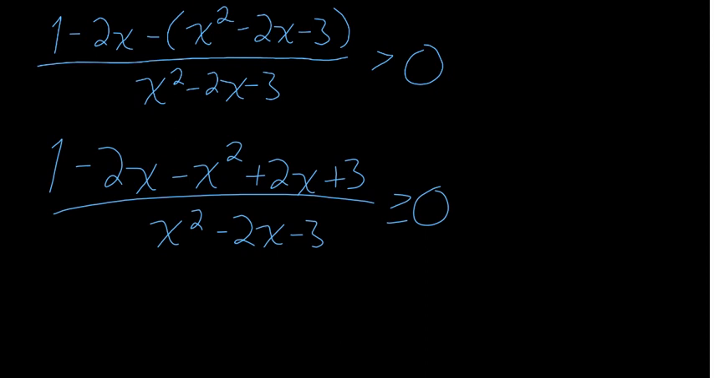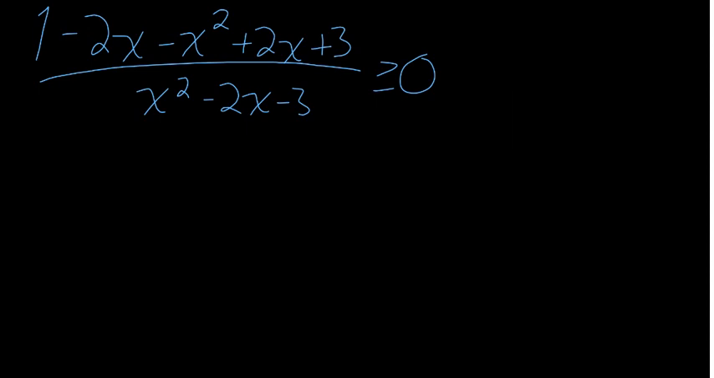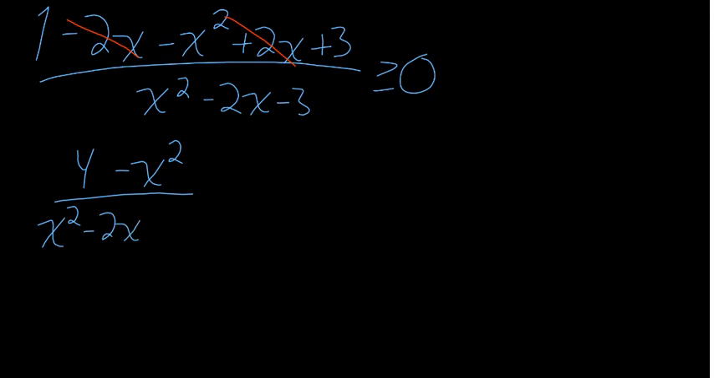Well, we'll just go and snip and carry on. I could write a little bit smaller, though. Well, this isn't the worst thing. All right, so once I do that, it looks like my minus 2x and my plus 2x cancel. My 1 and my 3 will combine. So we'll have a 4 minus x squared. Looks like we have a difference of squares, don't we? Over x squared minus 2x minus 3 is greater than or equal to 0.